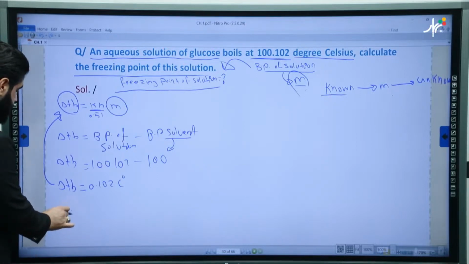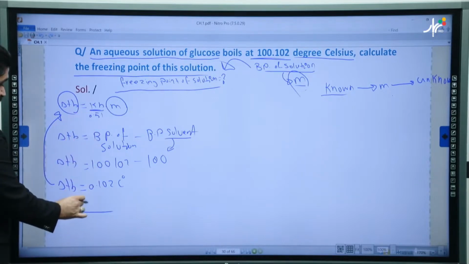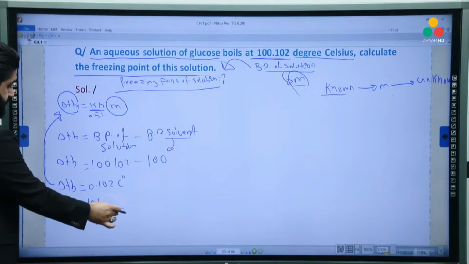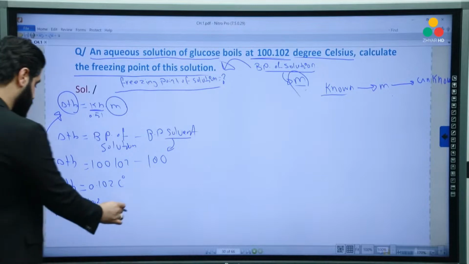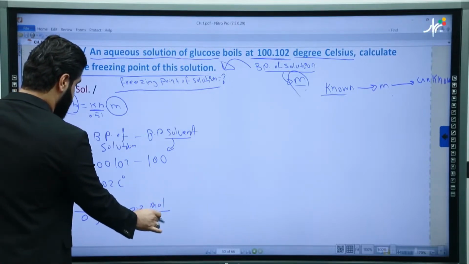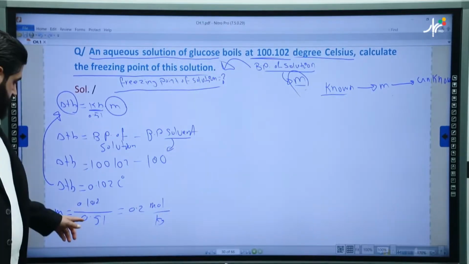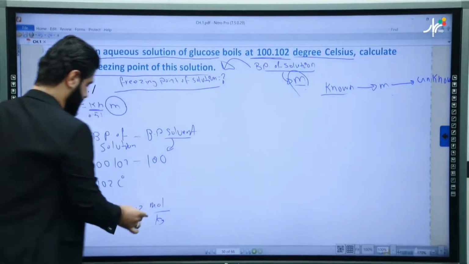So molality equals delta TB over KB. Delta TB is 0.102 divided by KB, which is 0.51, so molality equals 0.2 mole per kilogram. Okay? Now, I just converted boiling point into molality.